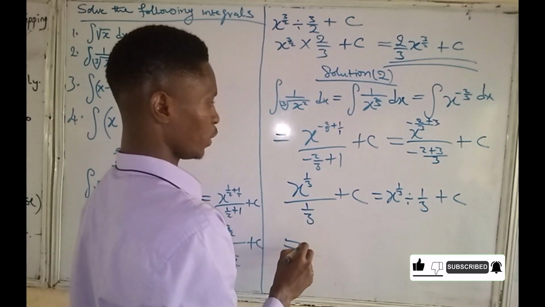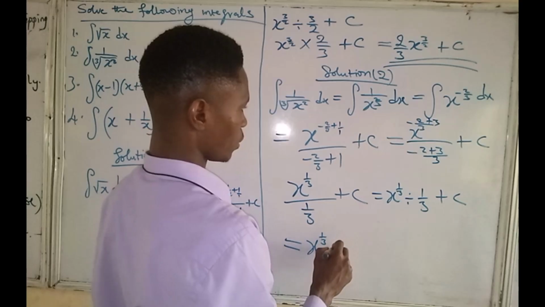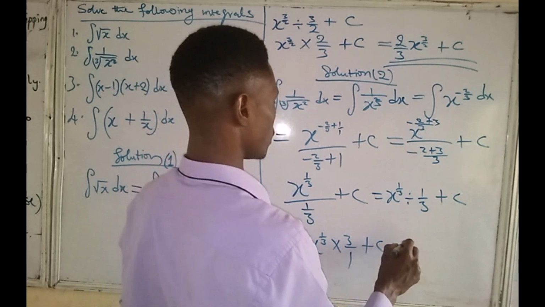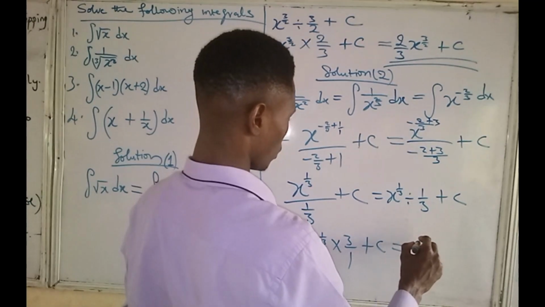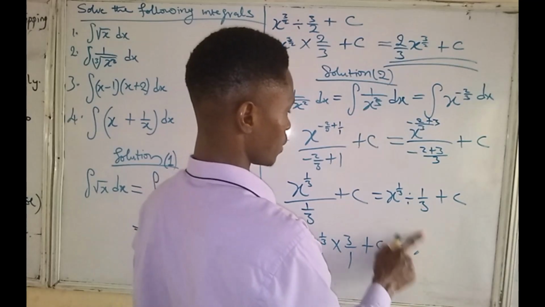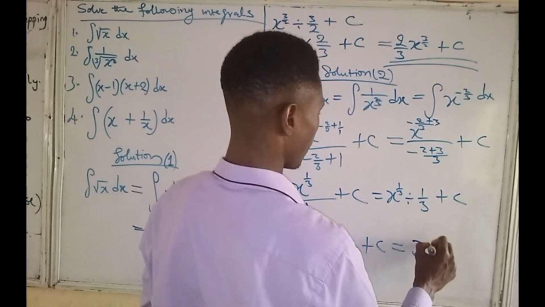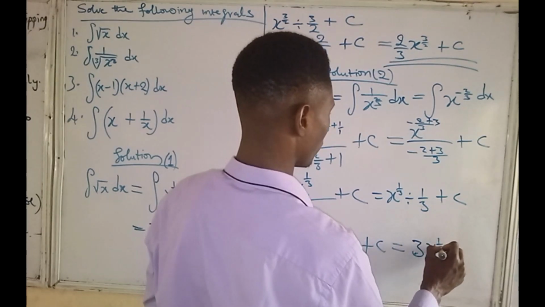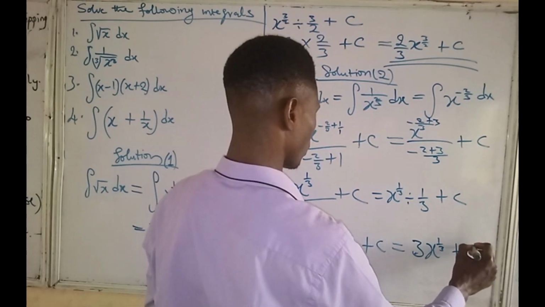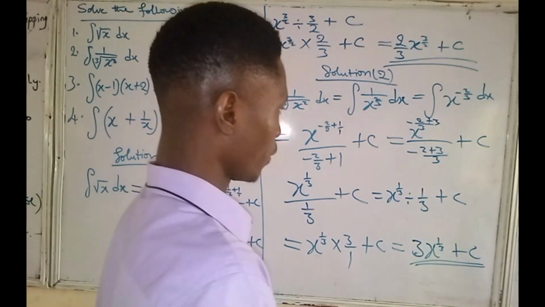So this should be equal to x raised to the power of 1 over 3 times 3 over 1 plus c. This is equal to x, or we take this 3 behind, since everything divided by 1 is still the same thing. So we have 3x raised to the power of 1 over 3 plus c, and this is our answer. Very simple.